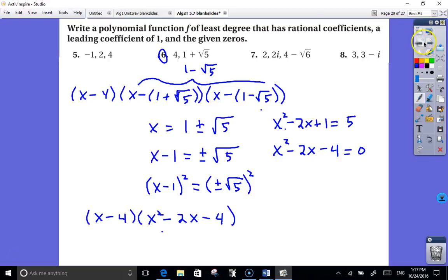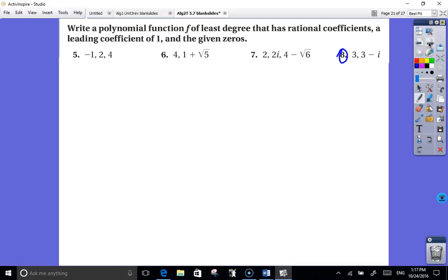Okay, let's try this one. Number 8. What's the missing root, the missing zero? 3 plus i, right? You can't just have a 3 minus i, you have to have a 3 plus i too. So now we need to turn those into factors. Remember, factors are always x minus the zero. So this is going to be x minus 3, x minus 3 minus i, and x minus 3 plus i.